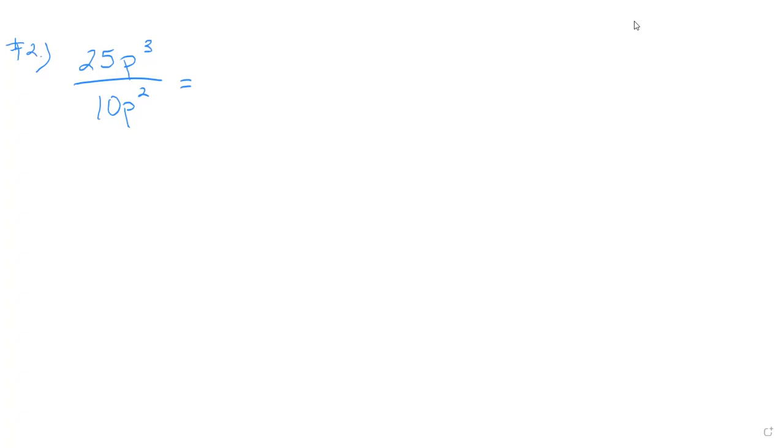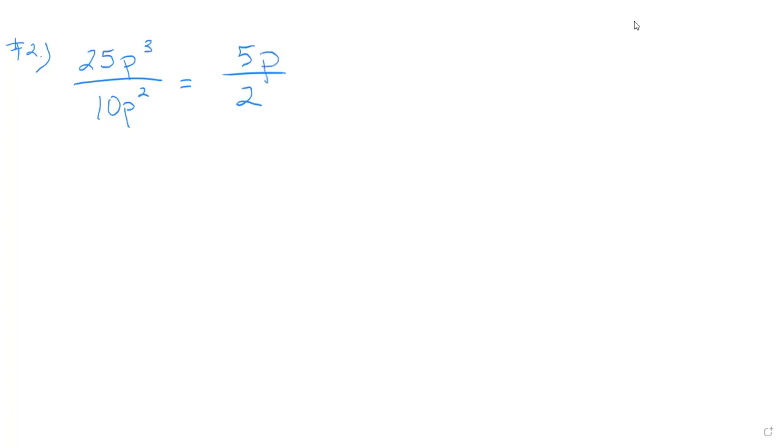So here, I'm going to cancel this or reduce this just like I do with any particular fraction. I'm going to look at it and say, okay, 25 and 10 are both divisible by 5. So I'm going to divide a 5 out. So that's going to leave me with a 5 and a 2. And then the way that the exponents work is you look at them and you say, okay, I've got 3 p's on top. I've got 2 p's on bottom. I see 2 of the p's canceling out on top and bottom, which is going to leave me with 1 p on top.